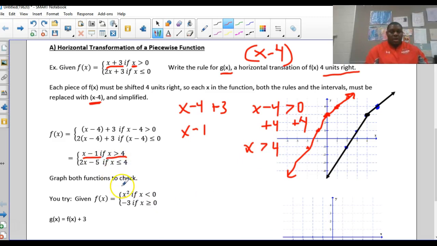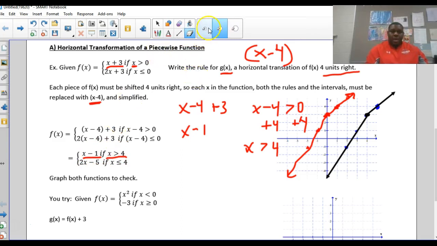All right. Now, again, the reason I'm doing this is to see how this is x minus 4. All right, all the x's have to be minus 4. Okay, so this is the new piece. This is the part of the new piecewise function. This is the new condition for that piece of the piecewise function.